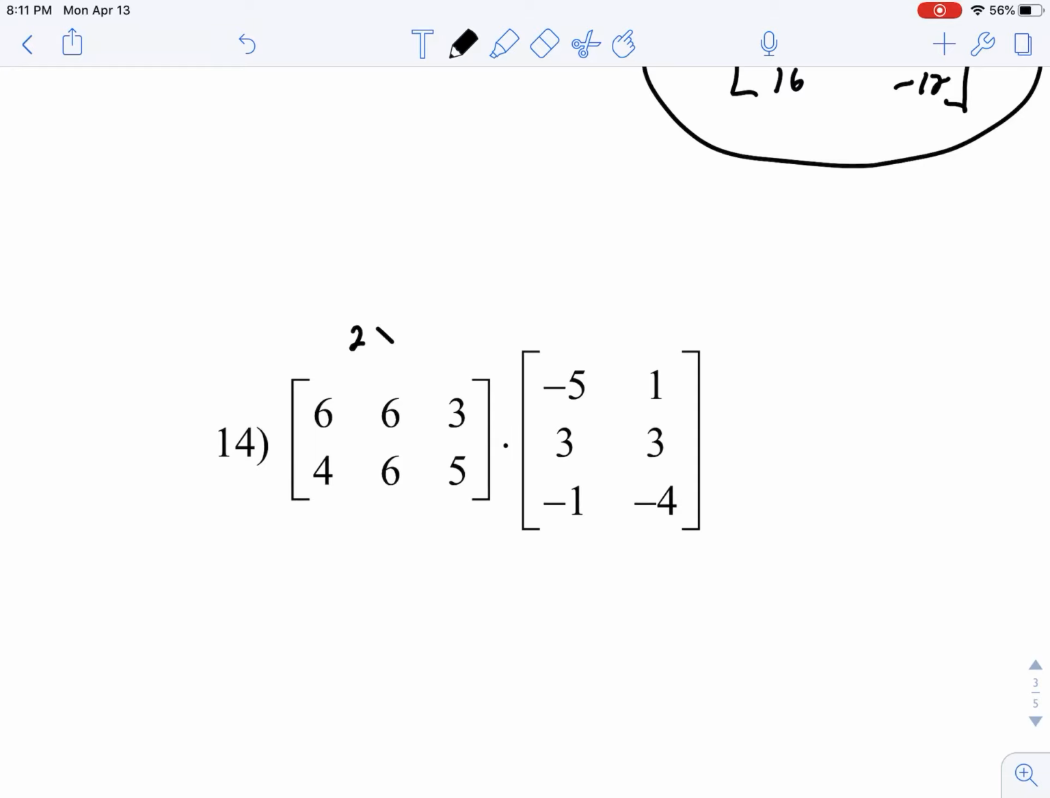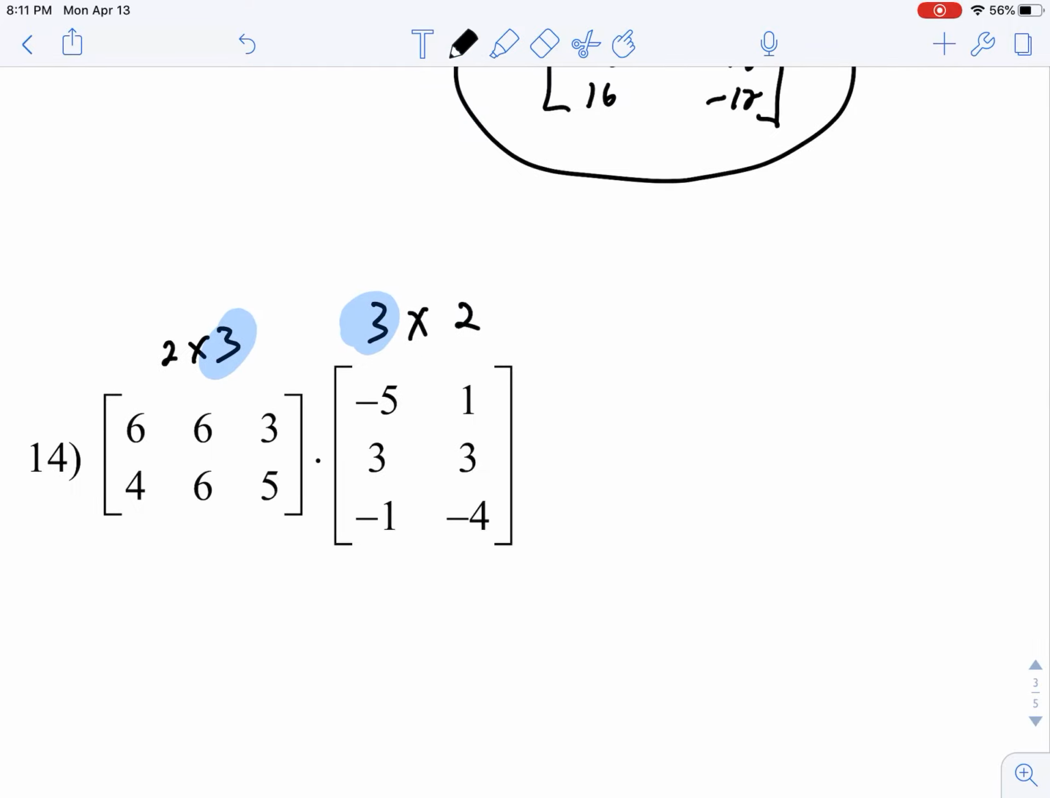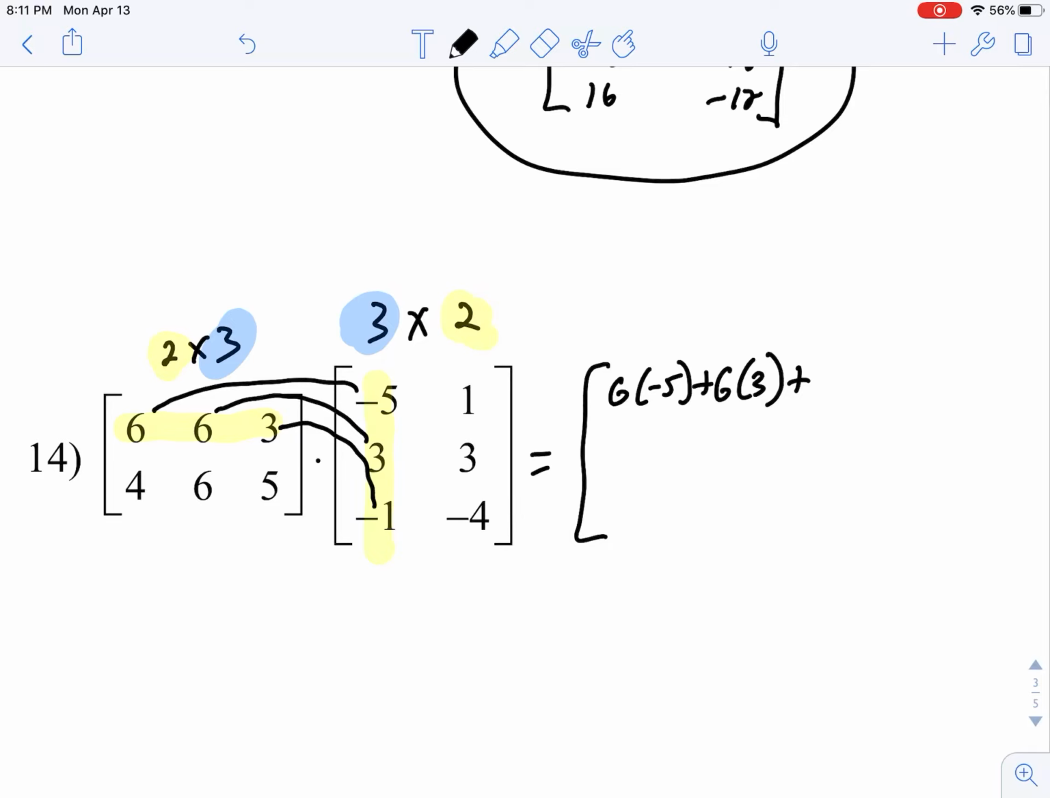This first matrix is a 2 by 3, 2 rows, 3 columns. The second matrix is a 3 by 2, 3 rows by 2 columns. So are they compatible? Can we multiply them? Yes, those numbers match. Furthermore, our answer matrix will end up being a 2 by 2. So let's do this. I need to multiply this row by this column. How does that happen? I do 6 times -5 plus 6 times 3 plus 3 times -1.